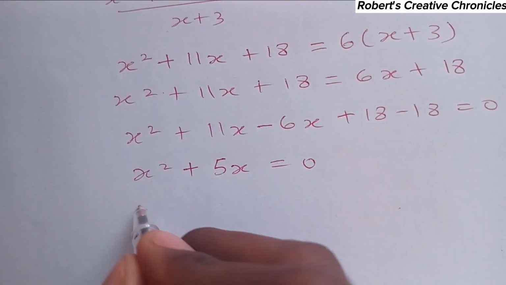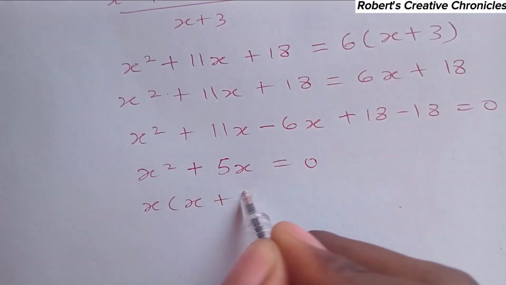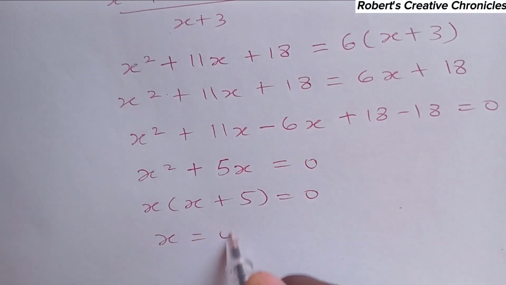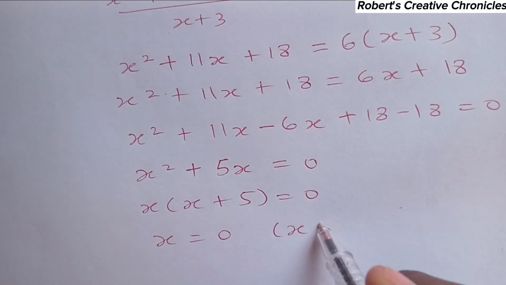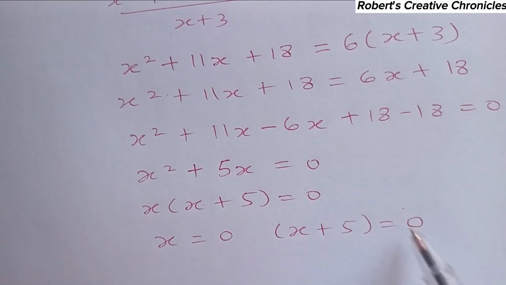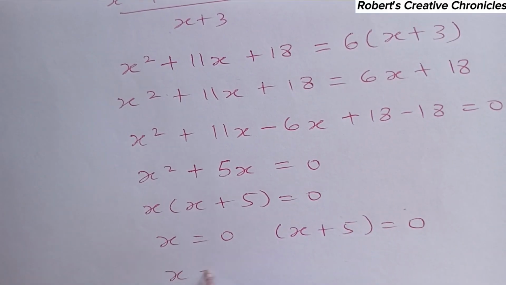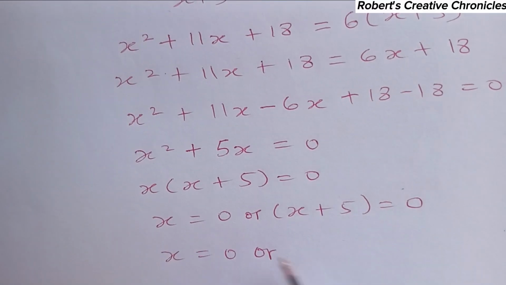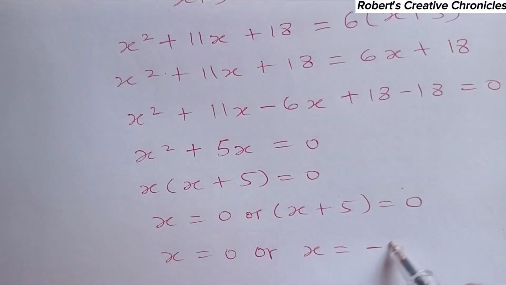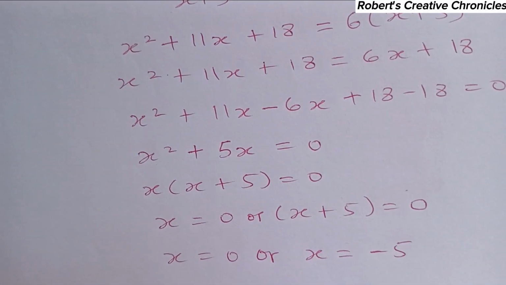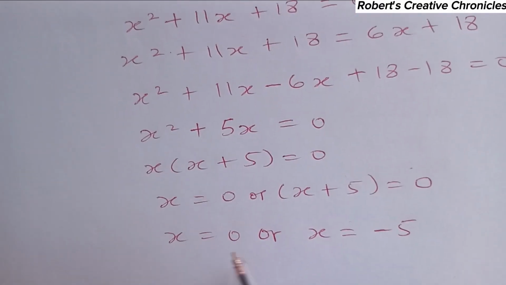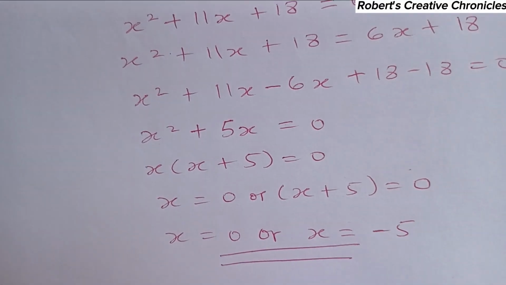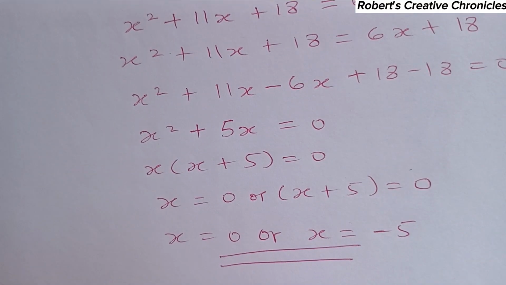So now we'll factorize this. This becomes x times x plus 5 equals 0. So x is equal to 0, or x plus 5 is equal to 0, so x is equal to negative 5. Because there are two answers, x is equal to 0 or x is equal to negative 5. This is the final answer for exercise 2.